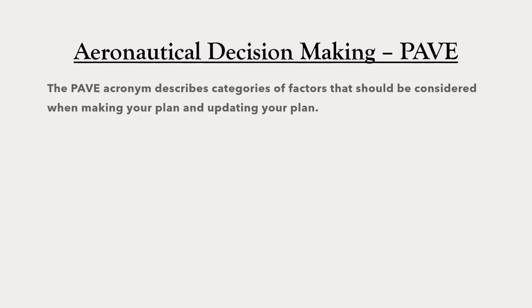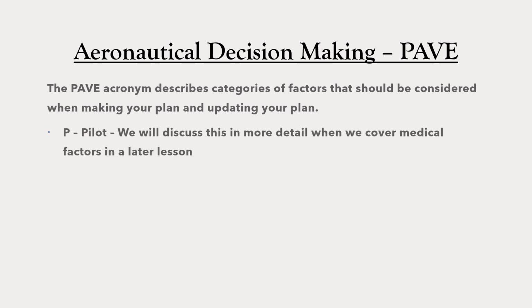So there's a new acronym to introduce today, the PAVE acronym. And this describes different categories of factors that you should be considering when you're making your plan or updating your plan. The P stands for pilot. Anything you need to consider whether the pilot's in good shape. And we'll discuss this in a lot of detail when we get into medical factors in a later lesson. A, the aircraft. We'll be discussing that a little more today.